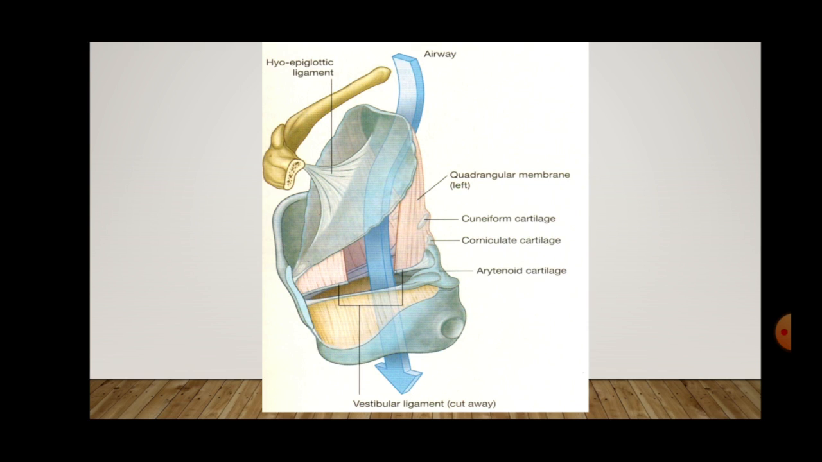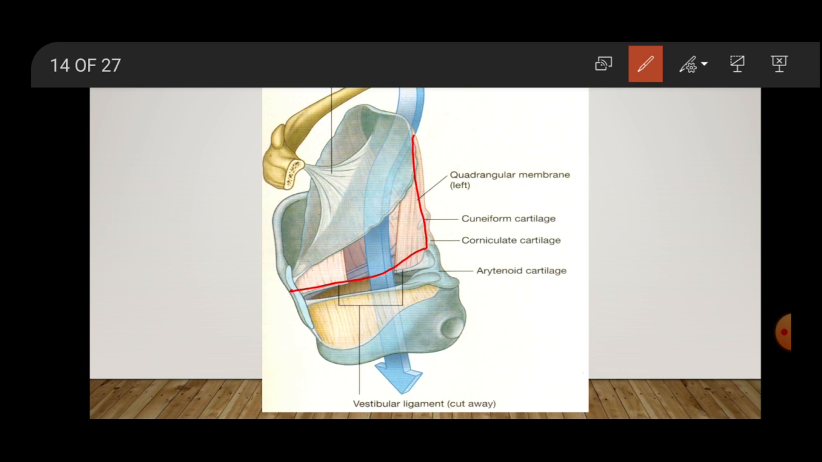It stretches between, so this is the quadrangular membrane, or quadrate membrane. It's a fibroelastic membrane that stretches between the epiglottis and the arytenoid and to the thyroid angle. So that is the extent of this quadrangular membrane. Its upper free margin is in the aryepiglottic fold. So this is the aryepiglottic fold, the upper free margin of this quadrangular membrane.